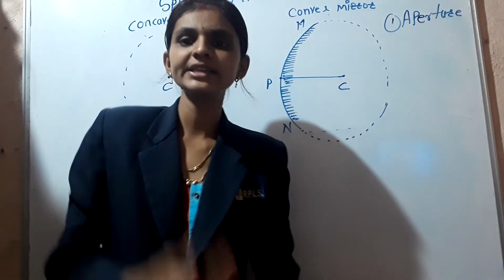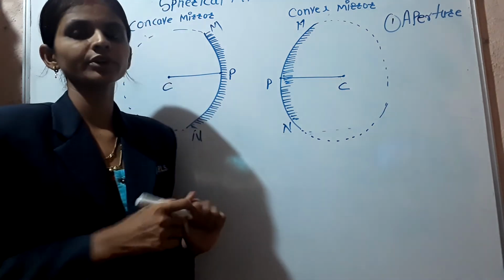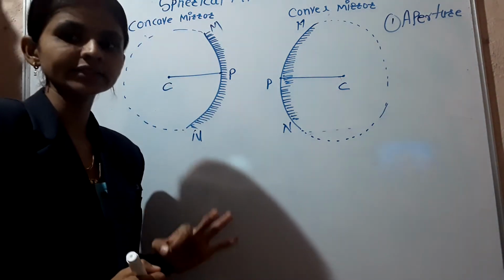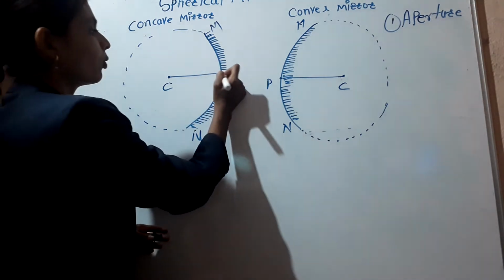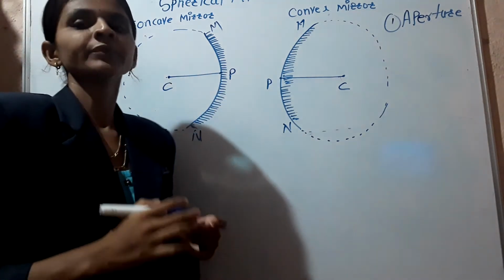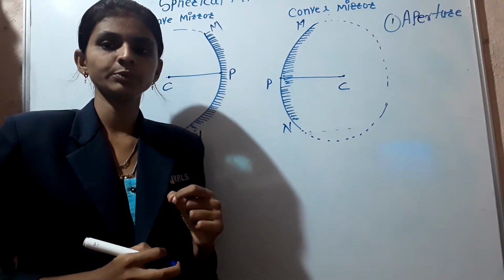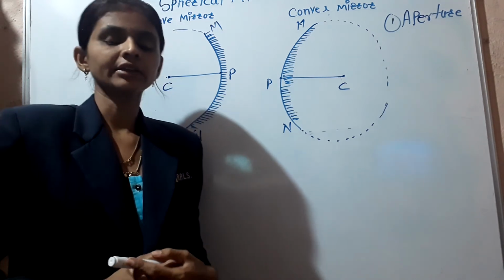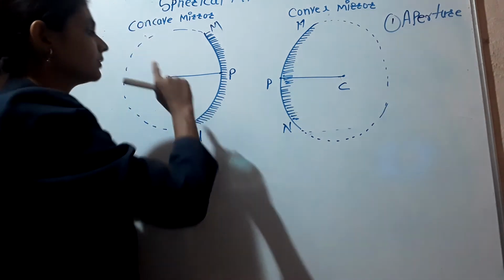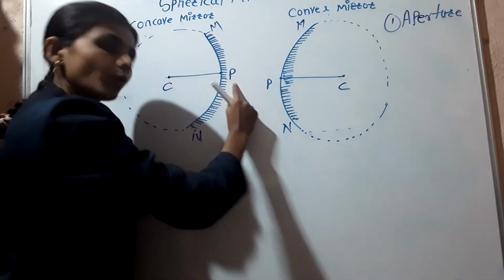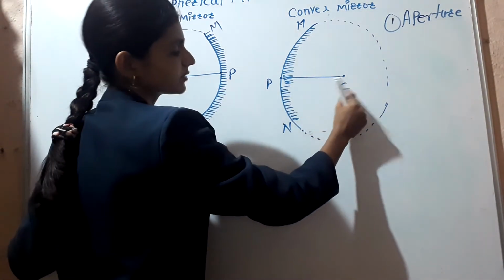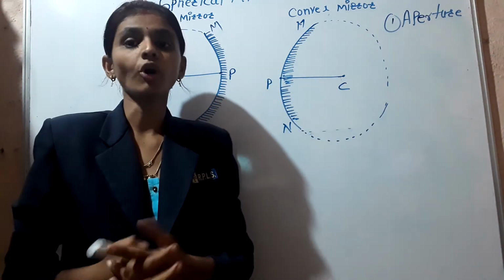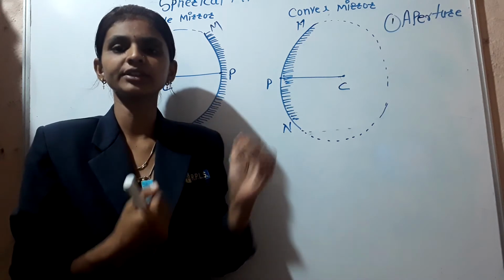Next part is the radius of curvature. After the center of curvature, radius of curvature. So the radius of curvature is the distance between the pole and the center of curvature. In the case of the concave and the convex mirror, the radius of curvature is the distance between the center of curvature and the pole, and it is also the radius of the hollow sphere from where we are reflecting the rays.